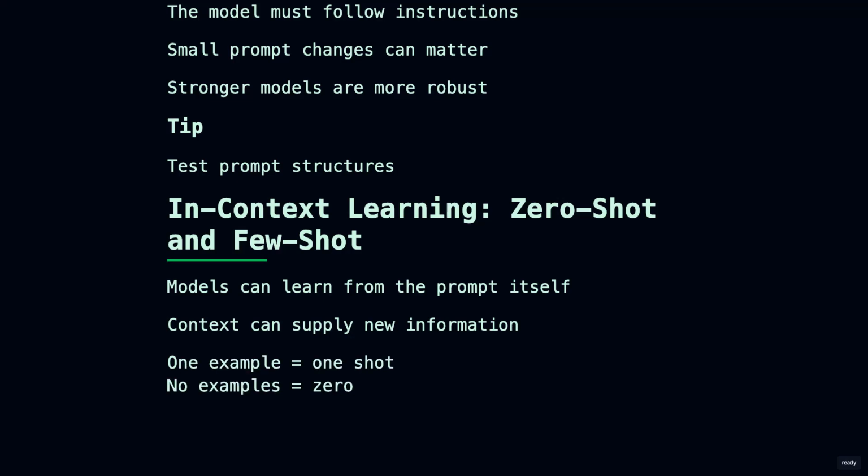The vocabulary is simple. Each example in the prompt is a shot. So a prompt with a few examples is few-shot learning. 5 examples is 5-shot. And if you give no examples at all, that is zero-shot learning.